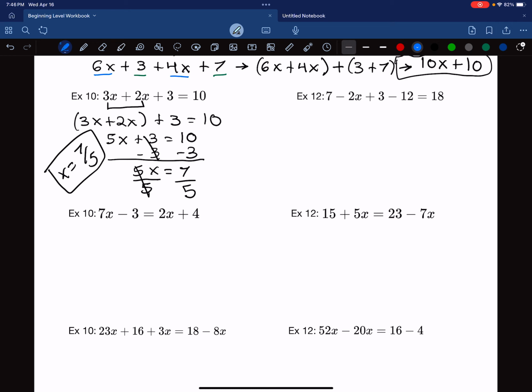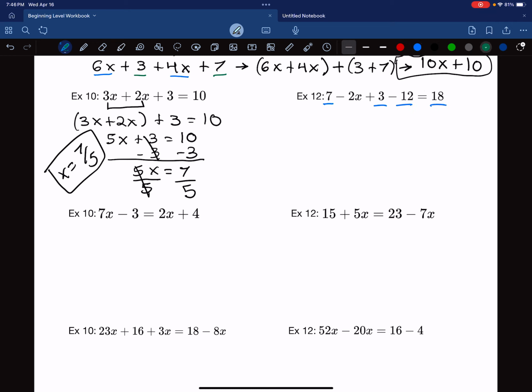So first, let's look at the first term, which is 7. Now that our first term is 7, let's underline the other terms that are like 7. So we have 7, this 3, this negative 12 here, and this 18.